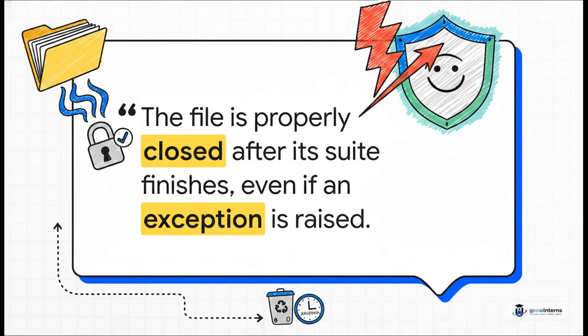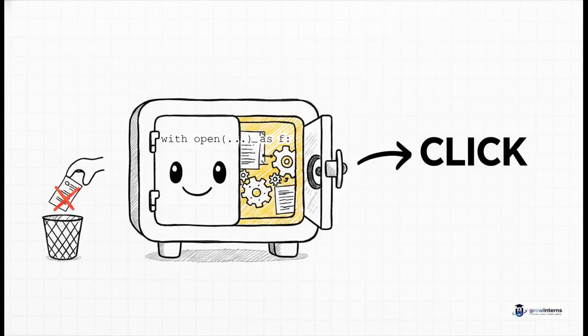And this is exactly why the with statement is such a game changer. It's basically a safety net. It gives you an ironclad guarantee that Python will properly close your file for you when you're done. It doesn't matter what happens, even if your code hits an error and blows up, Python handles the cleanup. It's just safer.